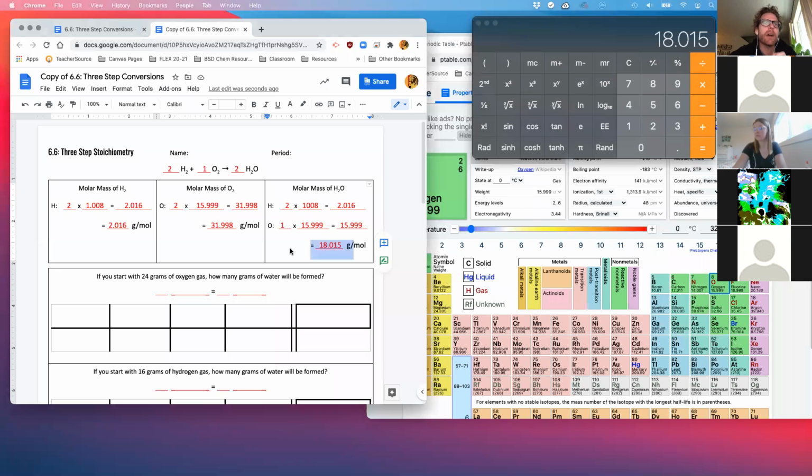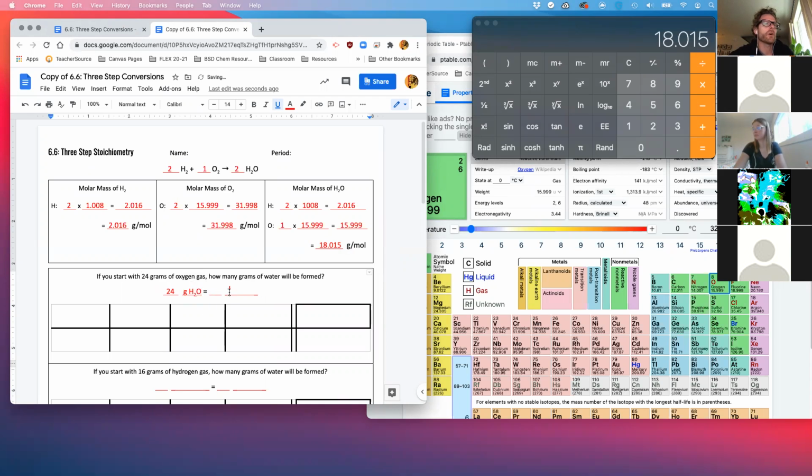All right, now we can get into the real stoichiometry. So let's see here. If you start with 24 grams of oxygen gas, how many grams of water will be formed? Okay, so I'm going to start with 24 G, that's for grams, H2O. And you don't need to write "of". You should actually just write it kind of like how I just did right there.